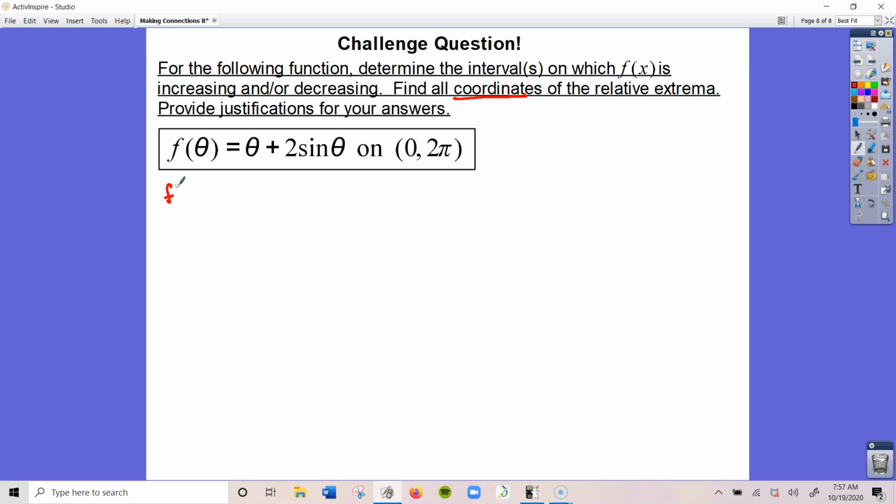Well, first, actually, let's find the derivative. So remember, theta is just another variable, very much like x. So f prime of theta would be 1 plus, and then the derivative of sine is cosine. And remember, our coefficient just tags along. So it'll be 1 plus 2 cosine theta. And we're going to make it equal to 0.